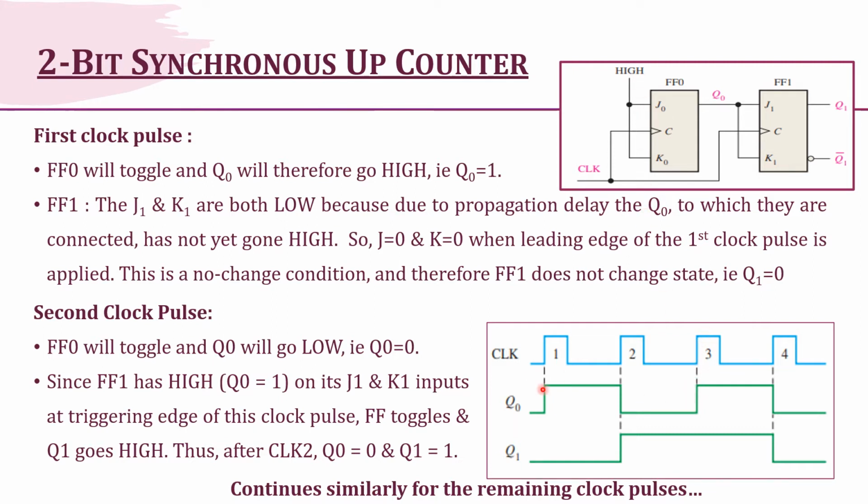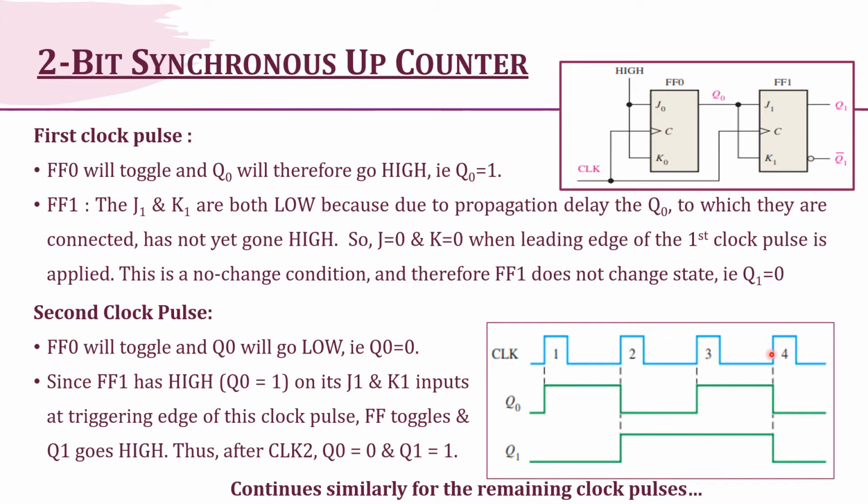So this FF0 will toggle on every clock pulse. On every positive edge, FF0 will toggle because its input terminals are connected to logic 1, which puts it in toggle mode. But what about FF1, the second flip-flop? It won't change its state because the Q0 value is low. So this J1 and K1 is equal to 0, and it remains in the same state.